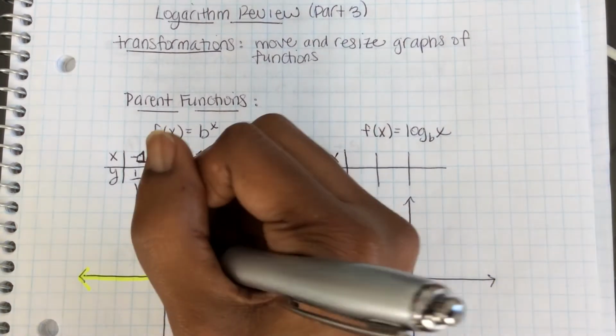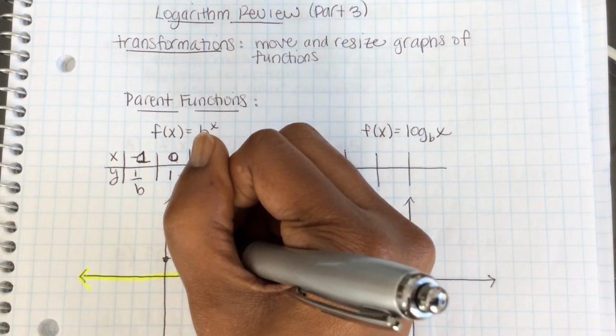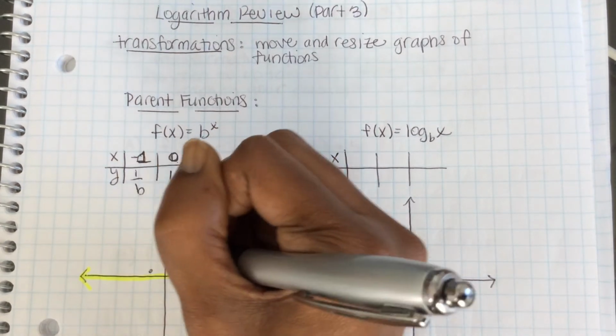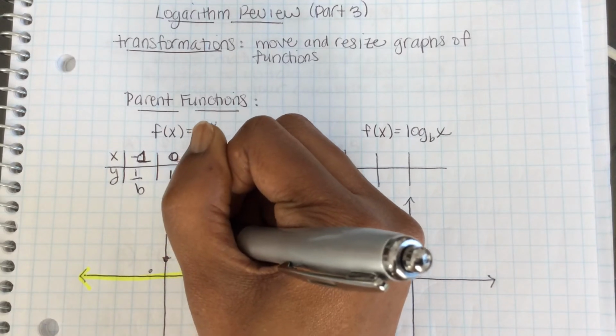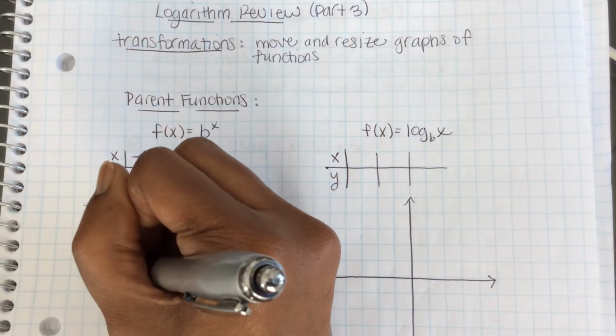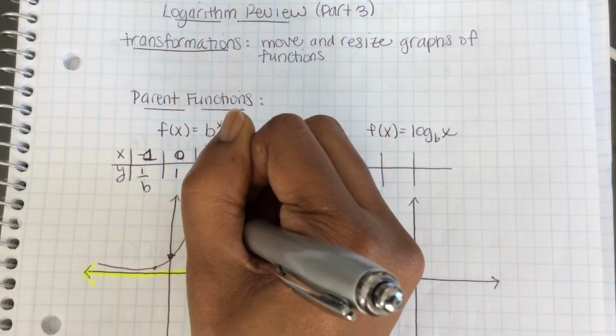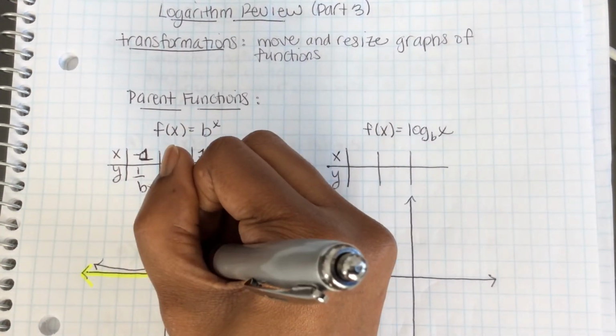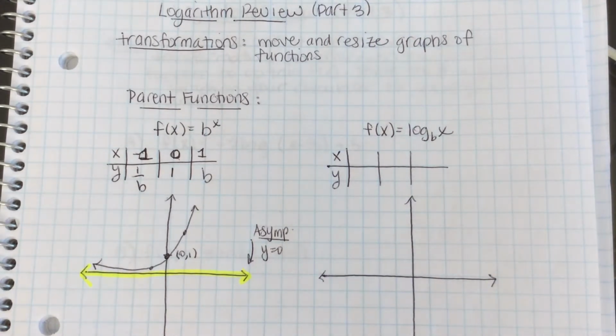So I'm going to plot these points. So here's 0, 1. Let's say -1, 1 over b, and then let's say 1, b. So here is my exponential equation. The most important part is 0, 1, right?